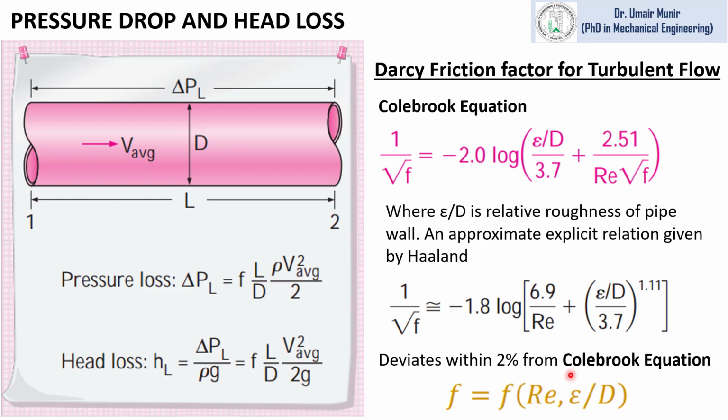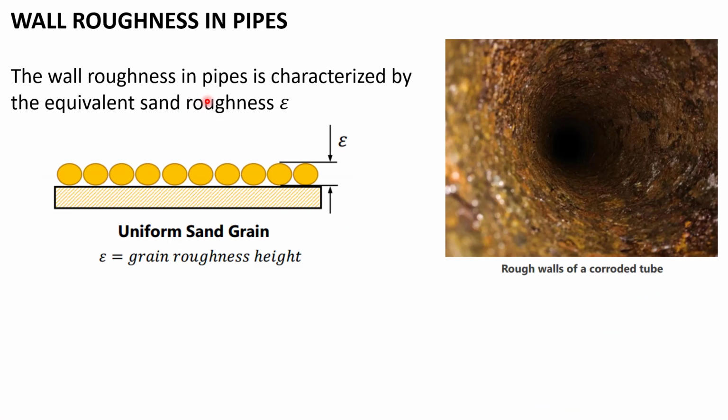The Darcy friction factor is a function of Reynolds number and relative roughness of the pipe wall, which is evident from these two relations. So, what is the relative roughness of a pipe? The wall roughness in the pipe is characterized by the equivalent sand roughness epsilon. This roughness in the pipes is due to corrosion or deposition of salts. This figure shows the walls of a corroded tube, and its wall roughness is characterized by the equivalent sand roughness, the height of the sand particles. So relative wall roughness is the ratio of epsilon and the diameter of the pipe or tube.